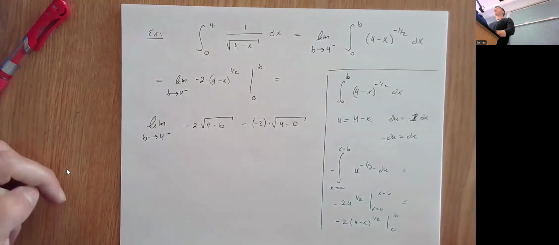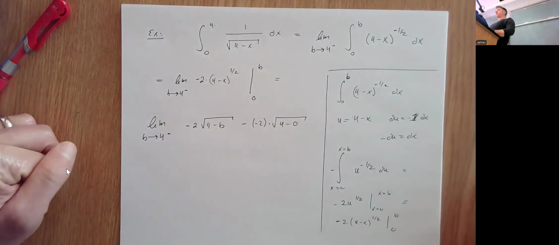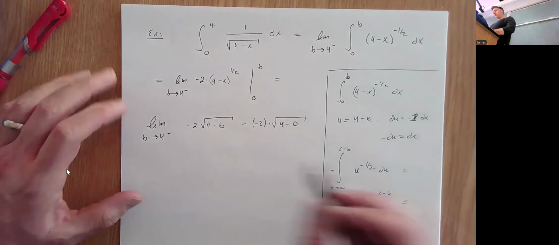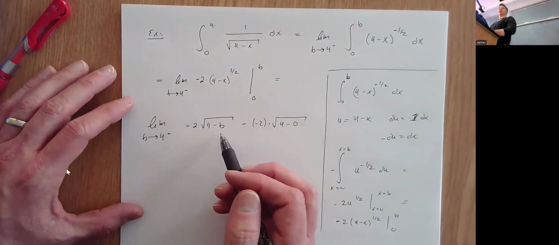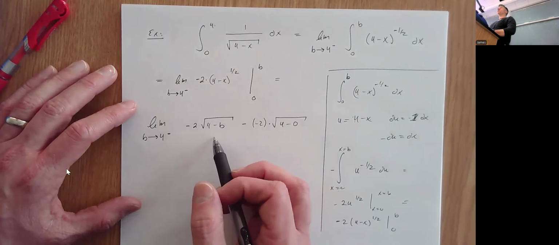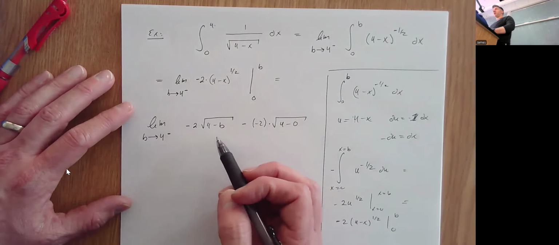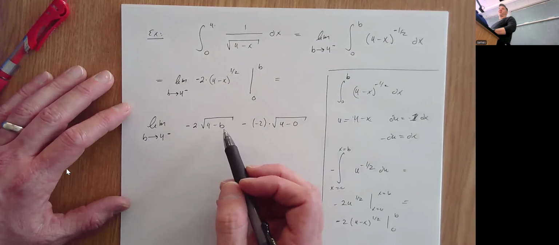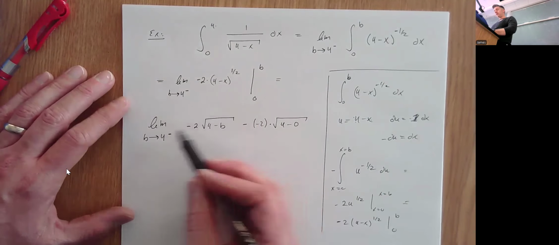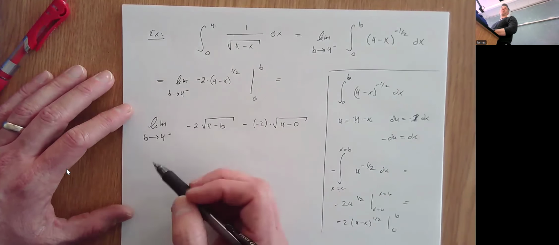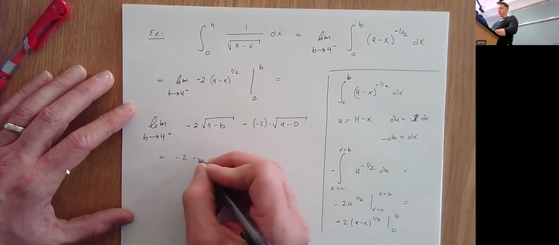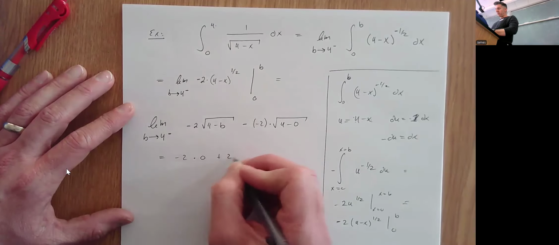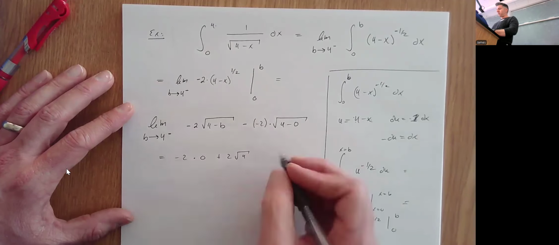It actually is important that we're approaching 4 from the left-hand side. I will point out, if you took the limit as b approaches 4 from the right, that limit would not exist. Because even though you can plug in 4 and get 4 minus 4 is 0, if b is bigger than 4, this function is undefined. So it is important that we're approaching 4 from the correct side. And then we just plug in, and we get negative 2 times the square root of 0 plus 2 times the square root of 4, which ends up being 0 plus 4, which is 4.